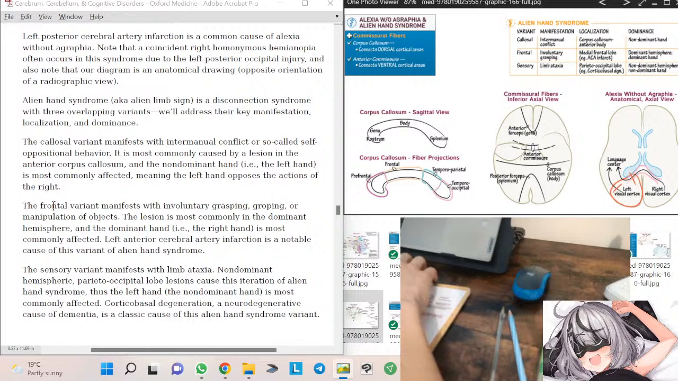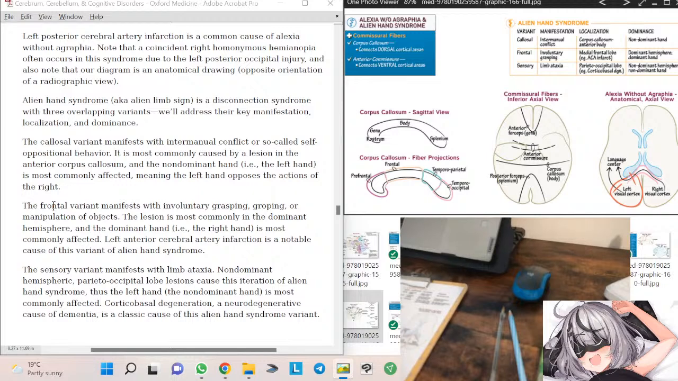and the non-dominant hand, for example the left hand, is the most commonly affected, meaning the left hand opposes the action of the right. The frontal variant manifests with involuntary grasping, groping, or manipulation of objects. The lesion is most commonly in the dominant hemisphere, and the dominant hand, for example the right hand, is most commonly affected. Left anterior cerebral artery infarction is a notable cause of this variant of alien hand syndrome.